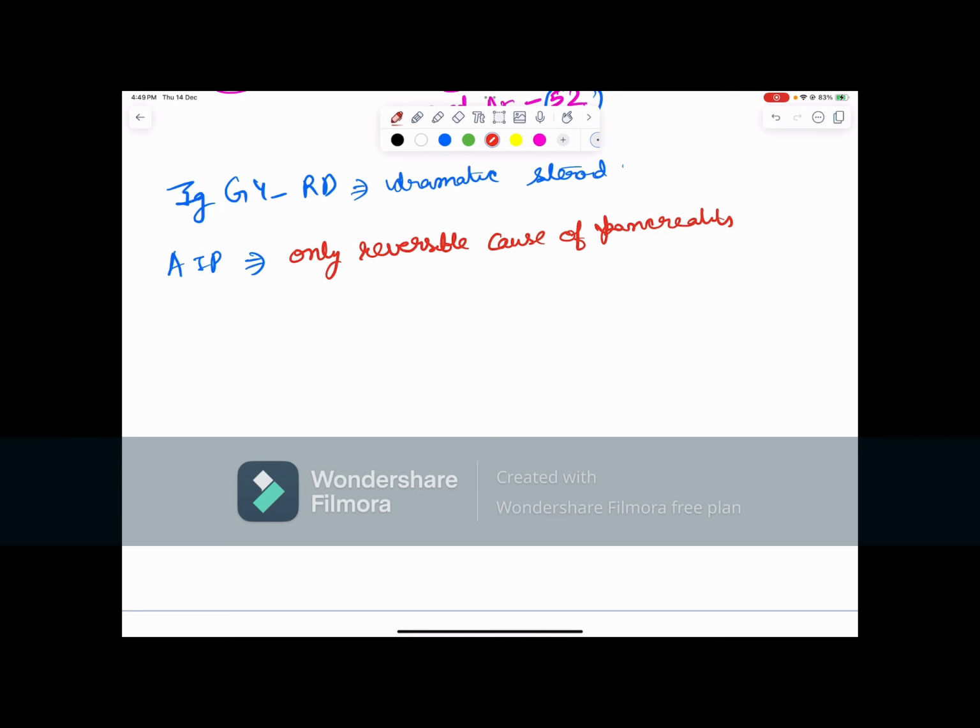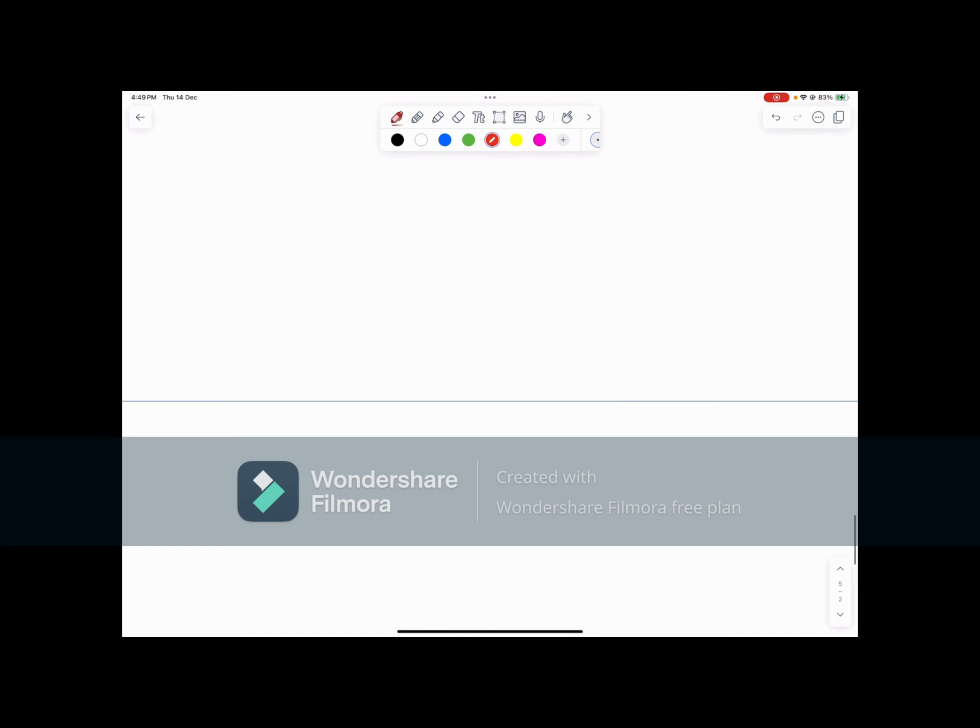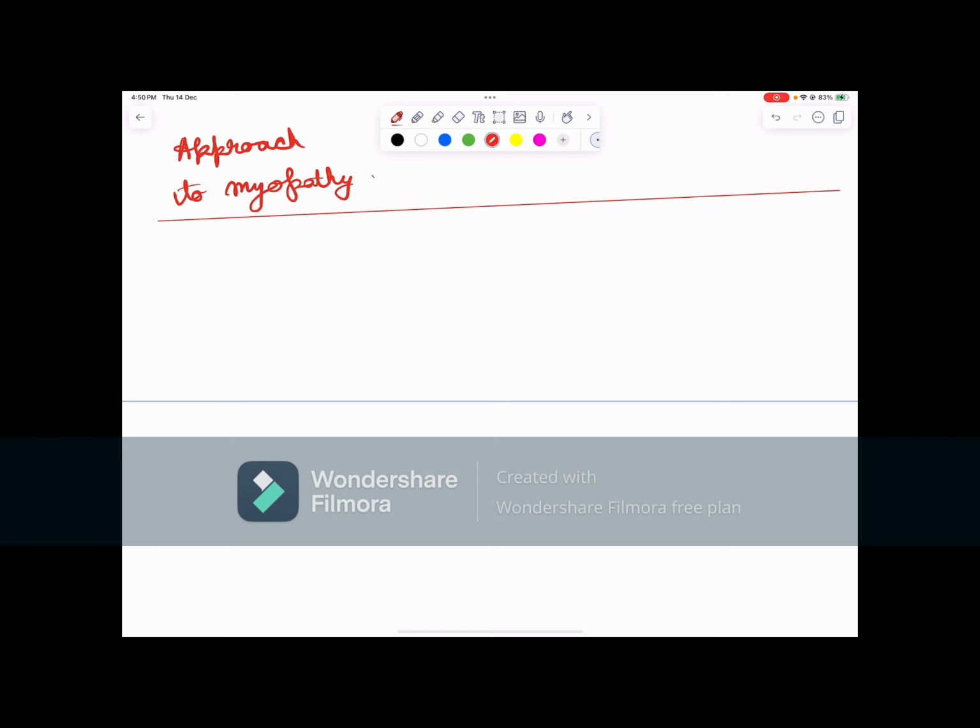Now we come on to one of the most important tables, that is approach to myopathies. How you will deal with approach to myopathy. So just remember that in polymyalgia rheumatica, the condition is itself saying that there is pain in a number of muscles and joints because rheumatica is there.